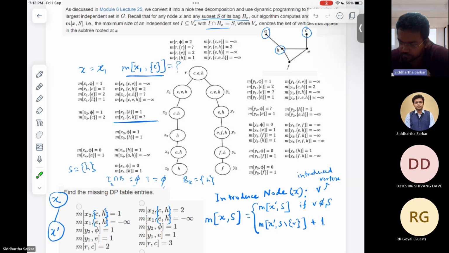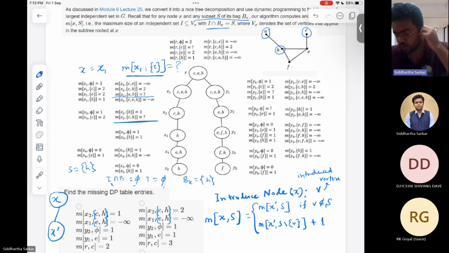X1 is an introduced node because it has one vertex extra when compared to its child. Okay, so we're interested in computing this entry. So this is saying, oh sorry, this is already 2. We are interested in what? We are interested in computing X1 E comma H.